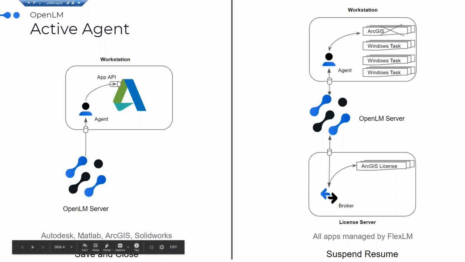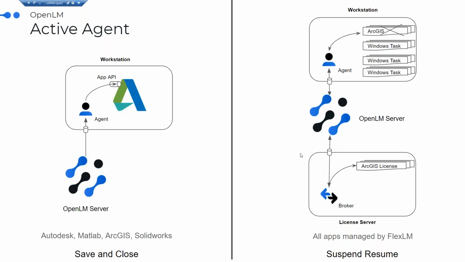Now, let's say it's not one of these four. We didn't develop an API for it, but we still want to do something about it. We still want to save those unused licenses, those idle licenses. What do we do? Well, there's a little dance that we can do with the agent and broker, which is called a Suspend Resume. Basically, the agent suspends the application. The license gets put back in the pool.